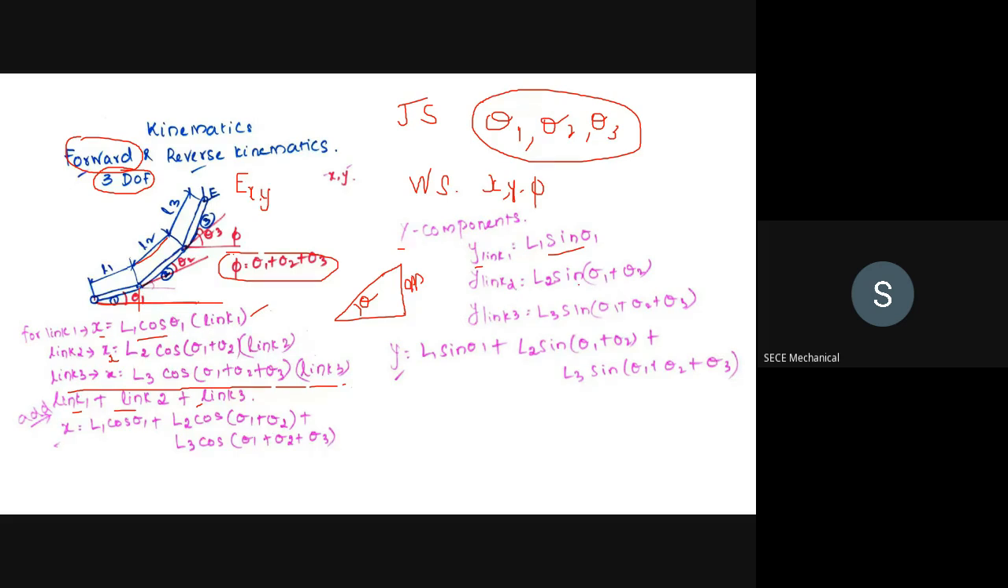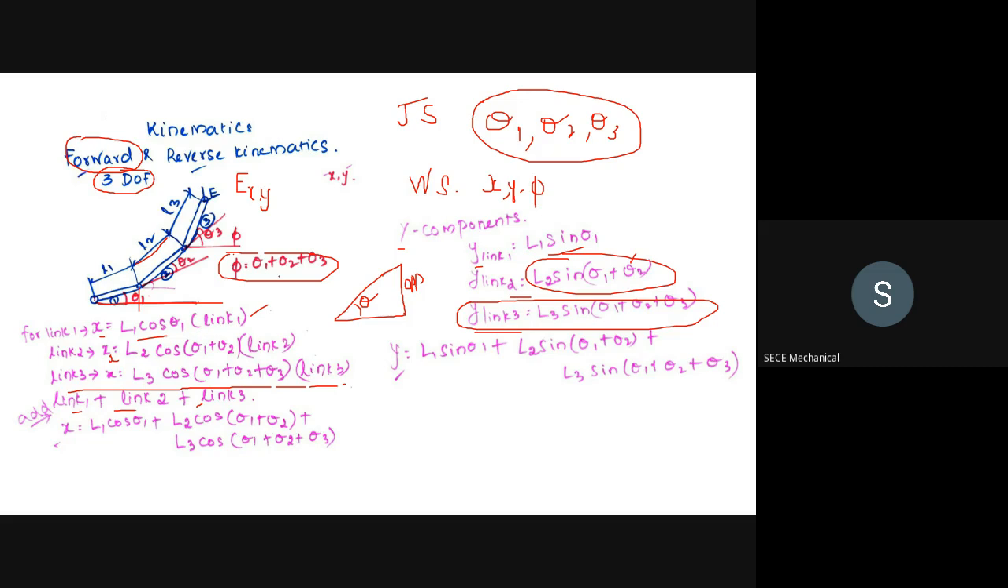Similarly, for link 2, you can add and see this theta 2 angle. So we'll call this link 2 as L2 sine theta, so it is theta 1 plus theta 2. Okay, hope you can understand what I'm telling. Next, link 3 is L3 sine of theta 1, theta 2, theta 3, because we have to add all the angles from the base. So here you get theta 1, theta 2, and theta 3. Here we have to add all the angles. This y for link 3 is L3 sine of theta 1, theta 2, theta 3.